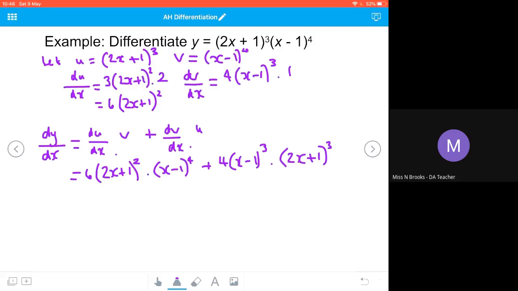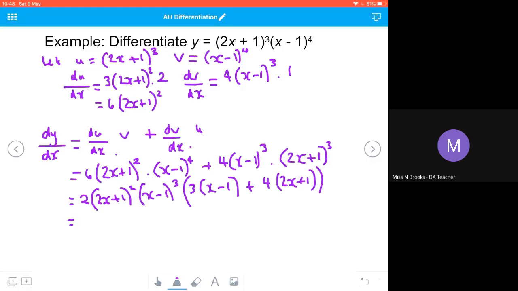Now I need to factorize. So the highest common number is 2. The highest common power of the 2x plus 1 bracket is 2x plus 1 squared. And the highest common power of my x minus 1 bracket is x minus 1 cubed. And then I want to take that factor out, so I'm going to end up with 3 multiplied by x minus 1, and I'm going to add that on to 4 multiplied by 2x plus 1.